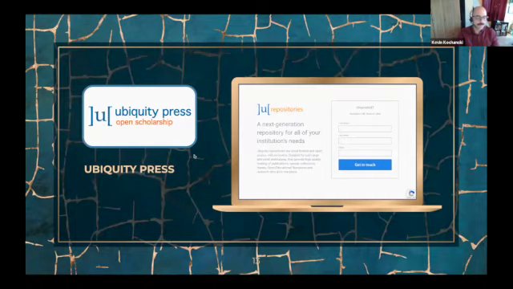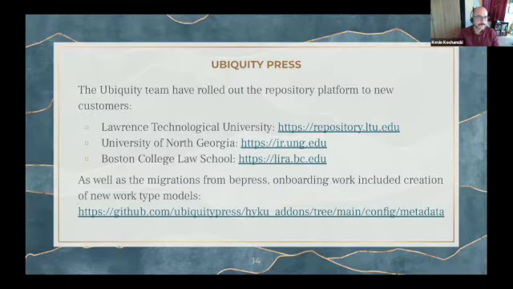Ubiquity Press has some news. Over the summer and autumn, the Ubiquity team have been busy rolling out their repository platform to new customers. This includes Lawrence Technological University, which was a new repository, University of North Georgia, and Boston College Law School were migrations from bepress. As well as migrating from bepress, onboarding work includes the creation of new work type models. Ubiquity is very happy that these customers, plus others that are in the pipeline, represent a strong vote of confidence in Hyku today.